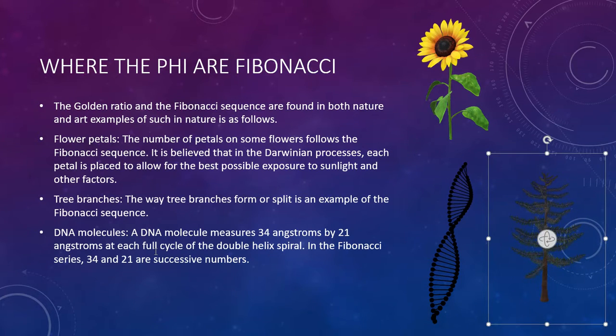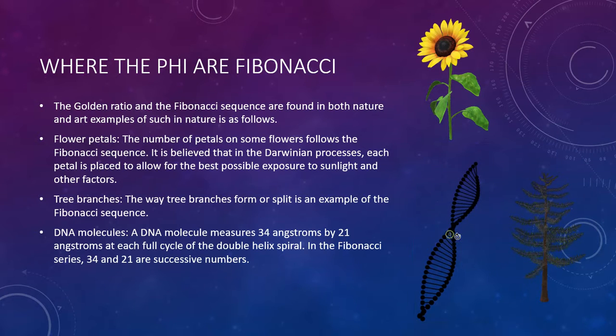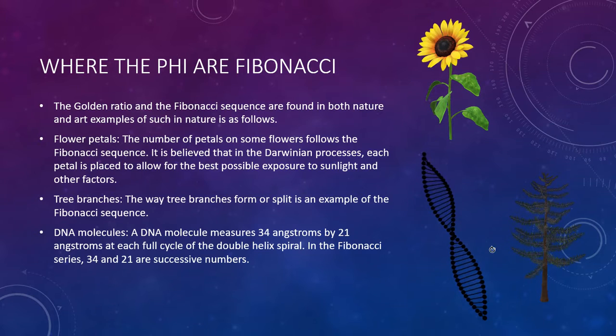And the following is the DNA molecule. A DNA molecule measures 34 angstroms by 21 angstroms at each full cycle of the double helix spiral. In the Fibonacci series, 34 and 21 are successive numbers. Now, I don't have the full DNA molecule, but I can give you an idea of what I mean by that, and it follows here. I think that's also pretty amazing.